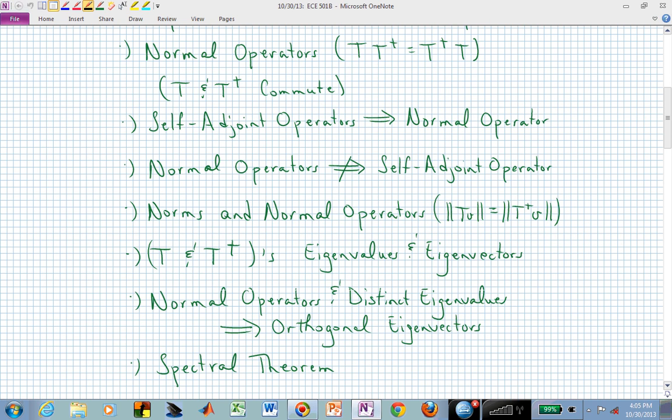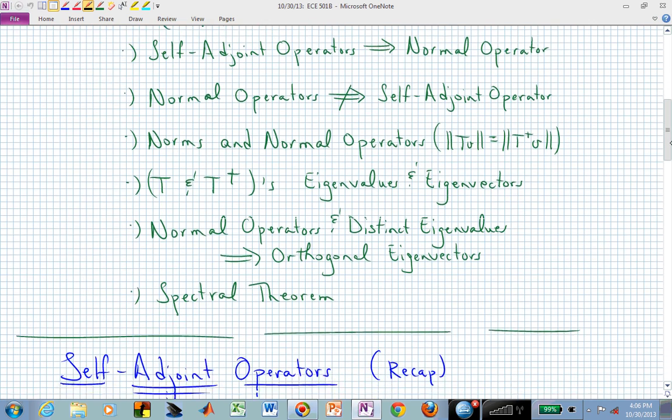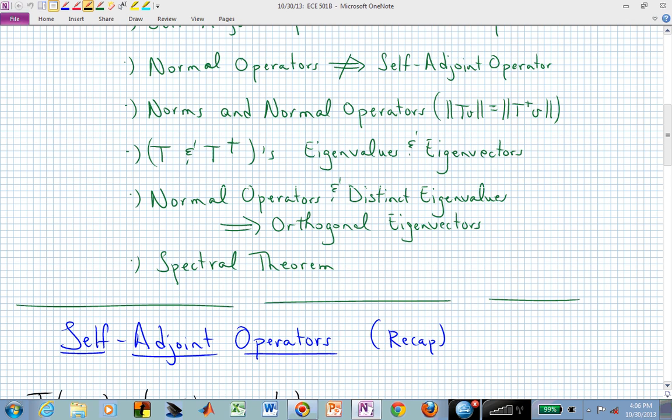Then we will look at the relationship between a linear map T and its adjoint's eigenvectors and eigenvalues. We'll show that if T has an eigenvalue lambda and an eigenvector V, its adjoint has the same eigenvector V, but its eigenvalue is lambda star, the complex conjugate of the original eigenvalue. So we'll look at a result dealing with the eigenvalues and eigenvectors of a map and its adjoint.